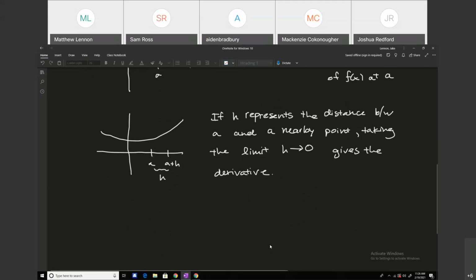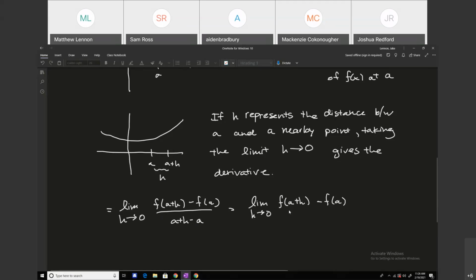And what would you be doing? Basically, we'd be doing the limit as h approaches 0 of f of a plus h minus f of a over a plus h minus a. So the a's cancel in the denominator, and you're just left with the limit as h approaches 0 of f of a plus h minus f of a over h. So this is actually the formal definition of the derivative at a point.